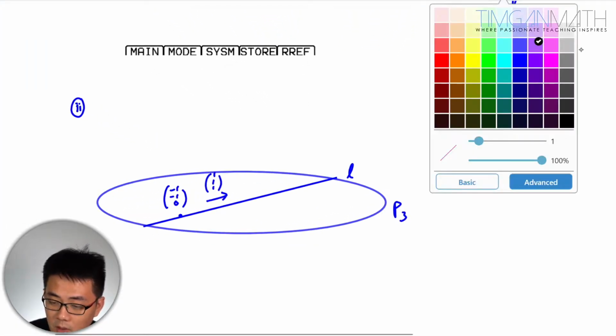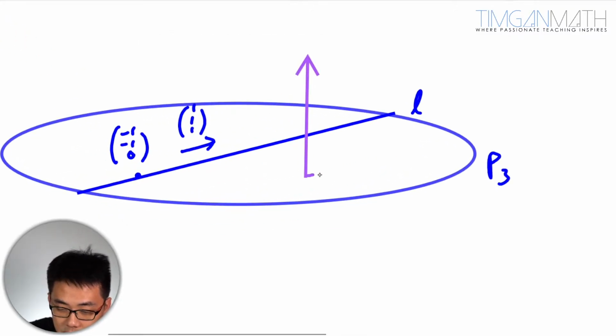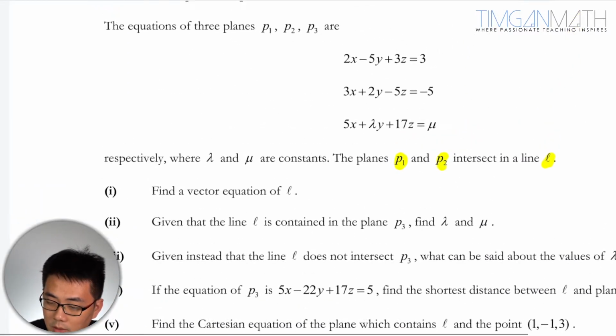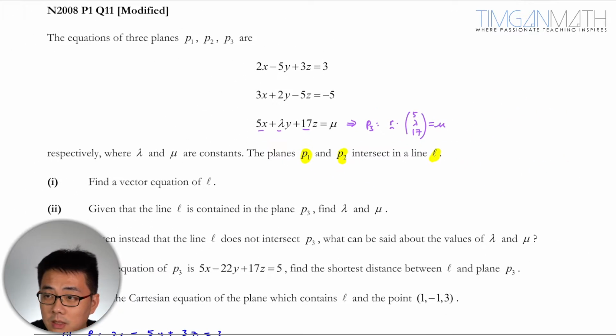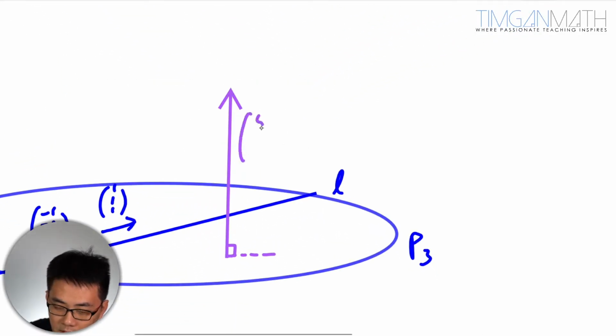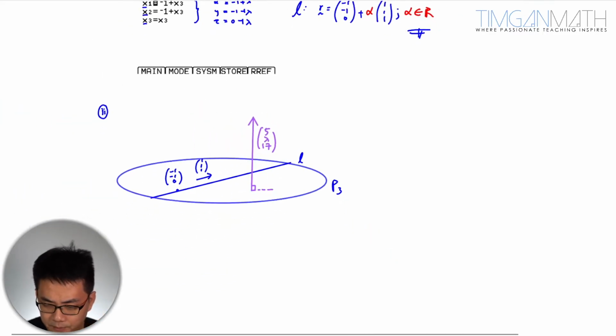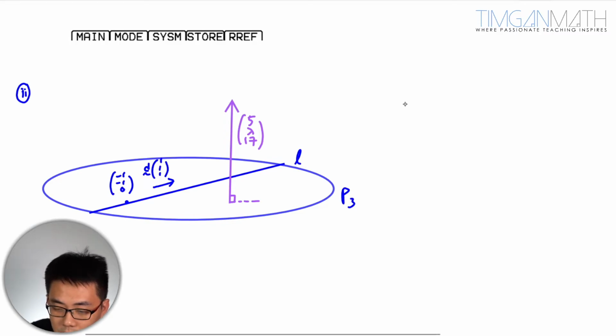So when we do this, this is the normal here. Normally, I'm going to write plane 3 in scalar product form: r dot (5, lambda, 17) equals mu. Okay, so this is (5, lambda, 17) for the normal.